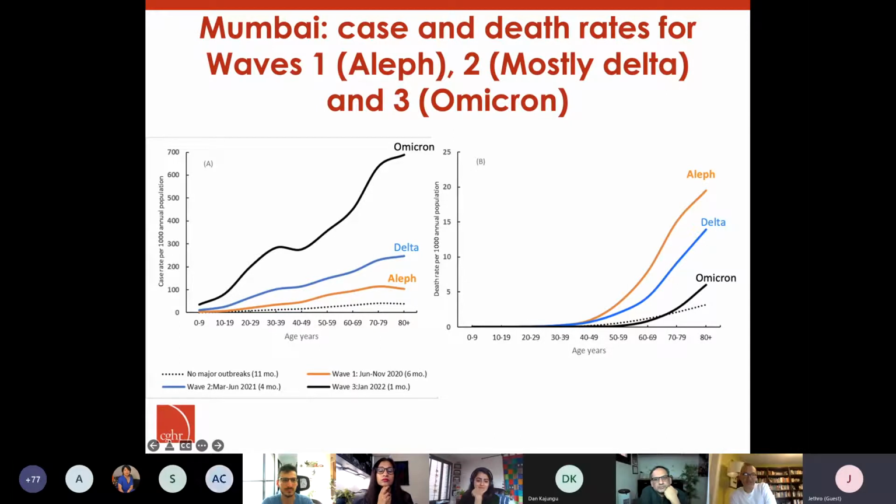So what you see here is the cases in Mumbai were obviously highest for Omicron, intermediate for Delta, and then for Aleph. But interestingly, the death rate in the different waves was actually highest for the Aleph, followed by Delta, and then far lower for Omicron. And much of the deaths was concentrated in older ages, as shown here. So surprisingly, the Delta wave, the killer wave, had lower death rates, but the numbers of infections were so much higher that that combination led to the overall high death rates.